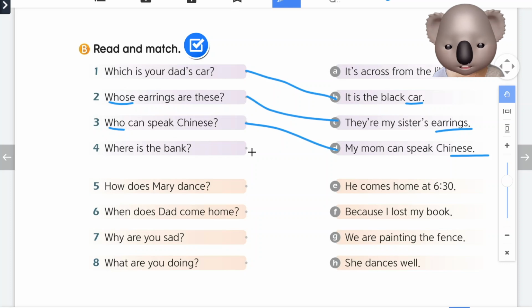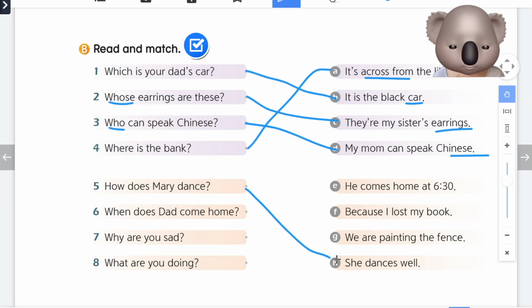And number 4, where is the bank? It's across from the library. Number 5, how does Mary dance? Mary는 여자니까 let's say she. She dances well. Remember, 잘한다 하면 we do not say good, we say well. Number 6, when does dad come home? dad는 he죠. He comes home at 6:30.